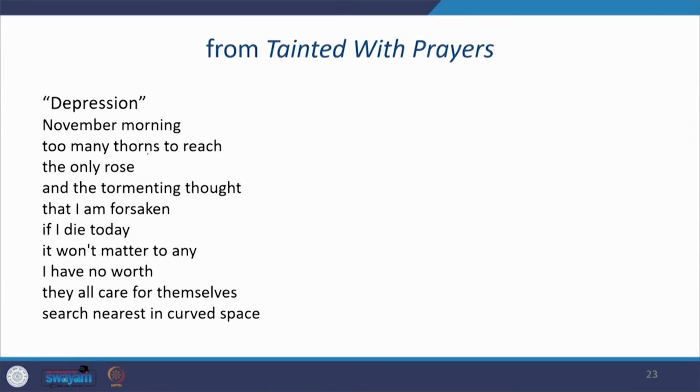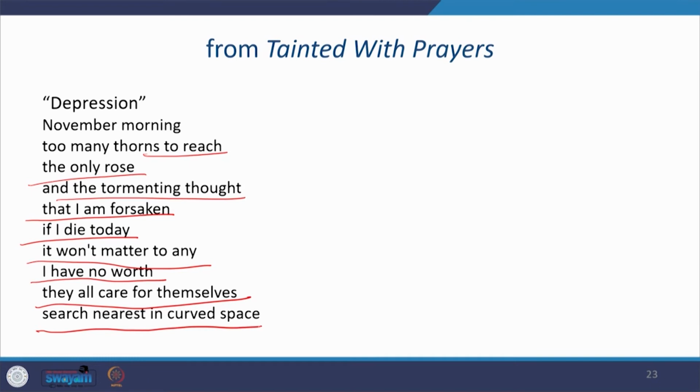So we can take some lines from Tented with Prayers. Look at the title, Tented with Prayers. The poem is titled Depression, where he says, "November morning, too many thorns to reach the only rose, and the tormenting thought." Fine. Too many thorns to reach, too many impediments. The only rose. What is this rose? This rose may be hope. This rose may be a new progression, that I am forsaken. "If I die today, it won't matter to any. I have no worth. They all care for themselves. Search nearest in curved space."